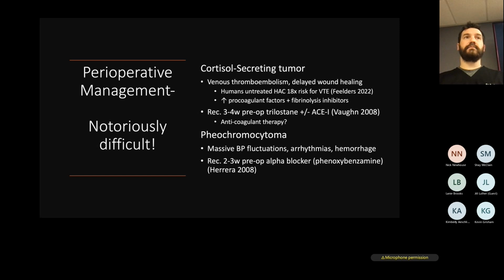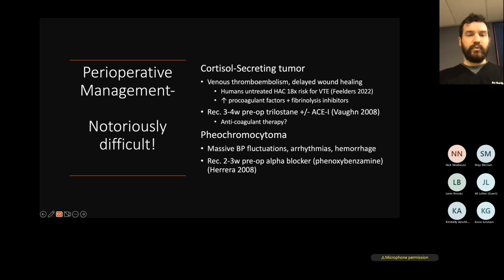There have certainly been lots and lots of successful cases where people have heparinized these patients, but there's no major prospective controlled study in vet medicine looking at the effectiveness of using an anticoagulant therapy ahead of time with these patients.